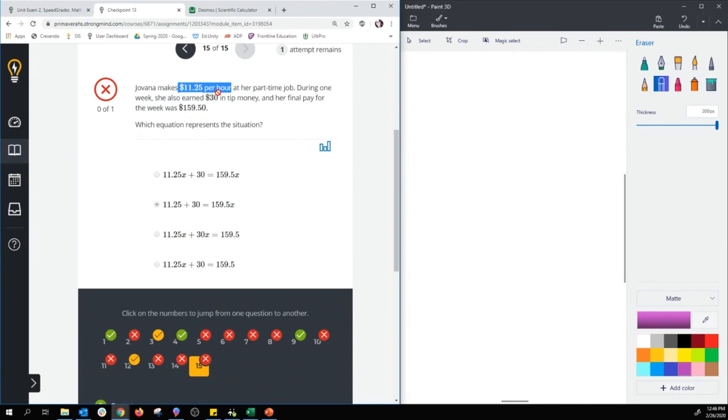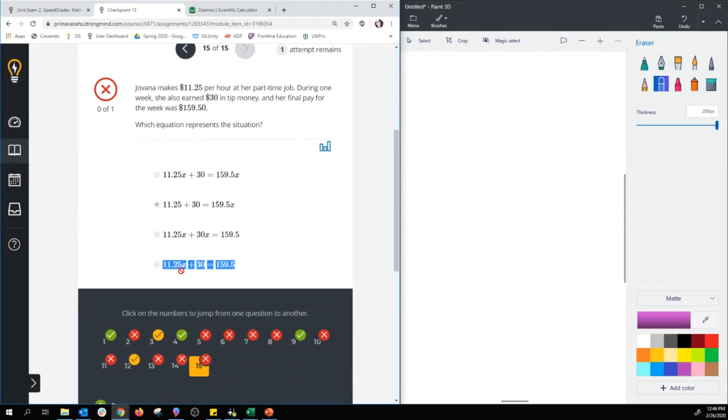Okay. So Dawson is correct. Yes. Remember that your total always goes by itself. So 159.5 should go by itself. Your 30, the money you earn in tips, that's just a one-time thing, right? You're not earning $30 multiple times because your tips change every week. However, the number of hours that you work, x, gets multiplied by how much you make per hour.